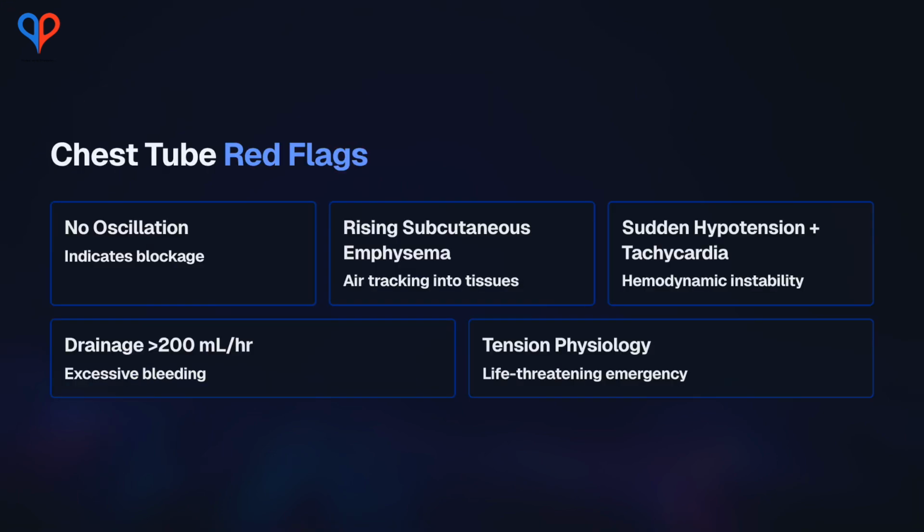Chest tube red flags point to urgent complications. No oscillation means blockage. Rising subcutaneous emphysema suggests a major air leak or malposition. Sudden hypotension and tachycardia may indicate bleeding or tension physiology. Drainage over 200 milliliters per hour signals possible hemorrhage and requires immediate action.